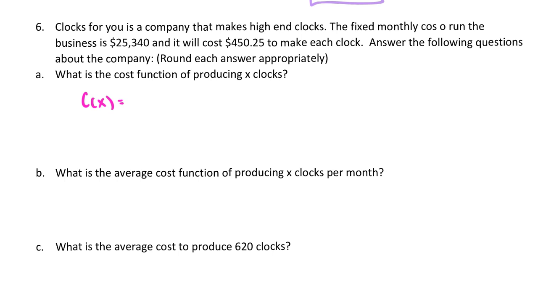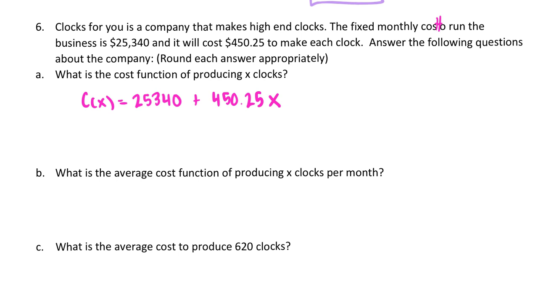Well, if we look at our problem, the fixed monthly cost, oh, there's a typo. That should say cost to run the business is $25,340. And it will cost $450.25 to make each clock. So that means that's times x for the number of clocks. So that's our cost function.